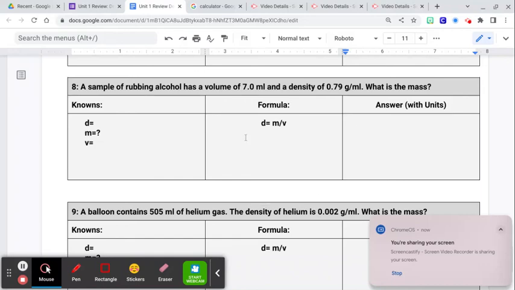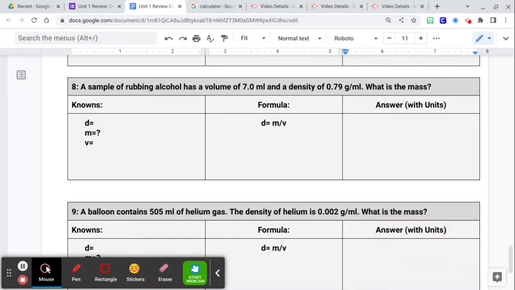So our last example will involve finding the mass if you know the density and the volume. In this case, we have a sample of rubbing alcohol with a volume of 7.0 milliliters and a density of 0.79 grams per milliliter. We're still going to use our density formula.